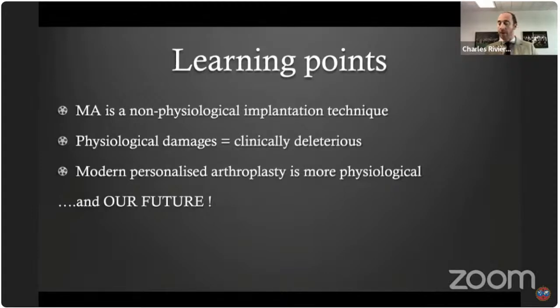Clearly it's not physiological, and it has been developed like this. There was no evidence to justify this, it's just the way it was developed. And now we understand that these physiological damages are clinically deleterious. Not every time, because 85% of AMA-TKA patients are happy. But clearly, if the alteration is important, maybe the outcome will be poorer. The modern personalized arthroplasty is clearly more physiological, and you've heard about that. It's kinematic alignment, functional alignment, and all my co-speakers today will talk about that, and clearly it's our future.